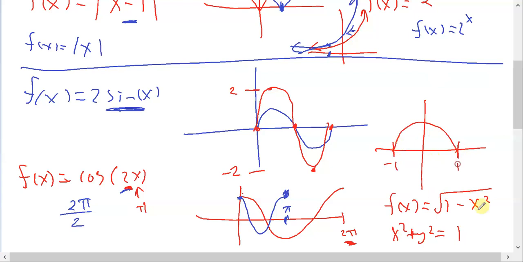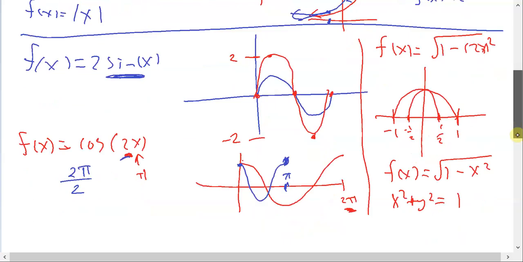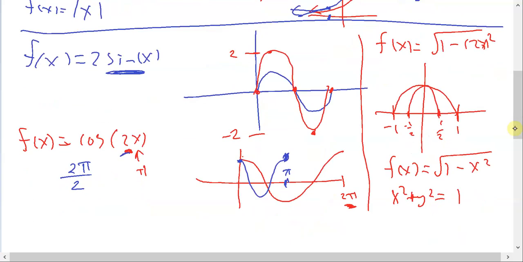But if I multiply on the inside, 1 minus 2x squared, then what that does is compress it by a factor of 2. And so from -1/2 to 1/2, it gets crushed down, and I see my semicircle being drawn in that smaller interval. Anyway, there are other functions that it works for, but it's easiest to show that on the sines and cosines.